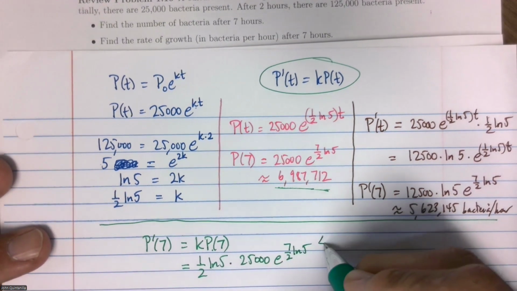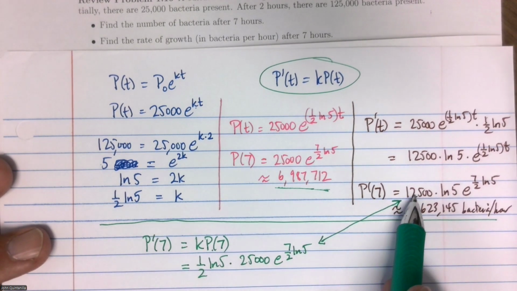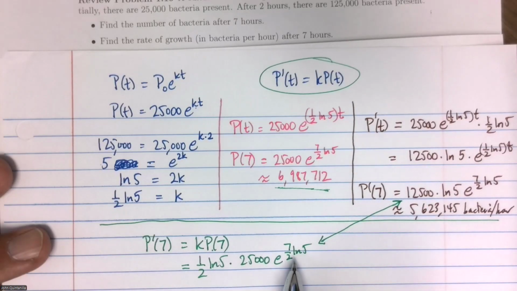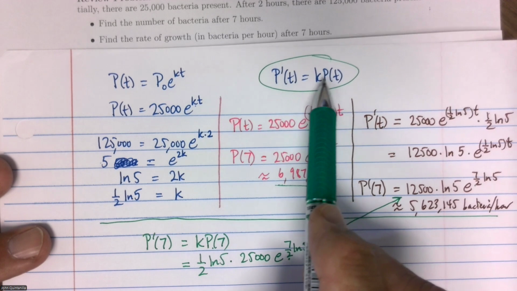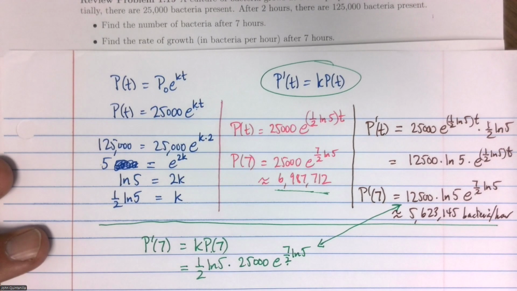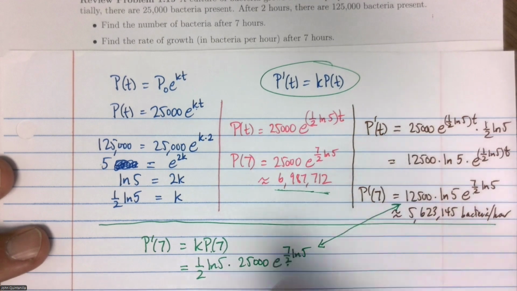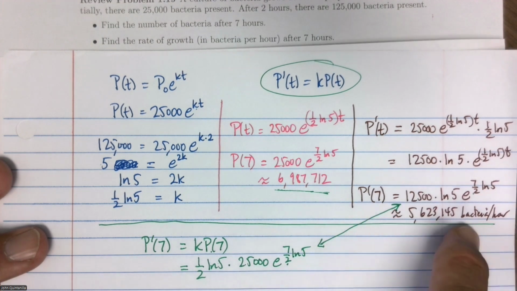And if you'll notice, if you compare these two answers, they are exactly the same. 25,000 divided by 2 is 12,500. Natural log 5 matches, and then there are the exponentials. And so this is an alternate way of figuring out the rate of growth using the fact that the rate of growth is proportional to the current amount. So both techniques work for finding the rate of growth. Pick one that you like. If it was me as a student, I probably would do it this way. Certainly this way is faster, but both techniques work and will provide the rate of growth in bacteria per hour.